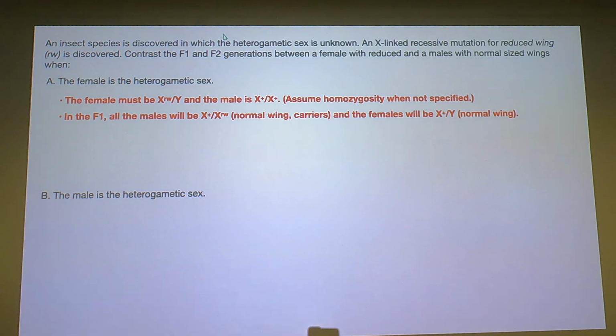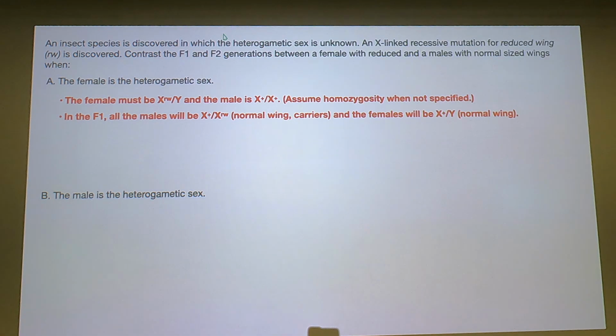Here they are. All the males will be X+ XRW. So remember, males are the homogametic sex in this example. So we're going to take one X+ from the male, and we're going to take one XRW from the female here. So all the males are going to look like that. So they're going to have normal wings, but they're all going to be carriers. The females, on the other hand, get a Y from mom, and the X+ comes from dad. So they're going to have normal wings. Is that all making sense so far?